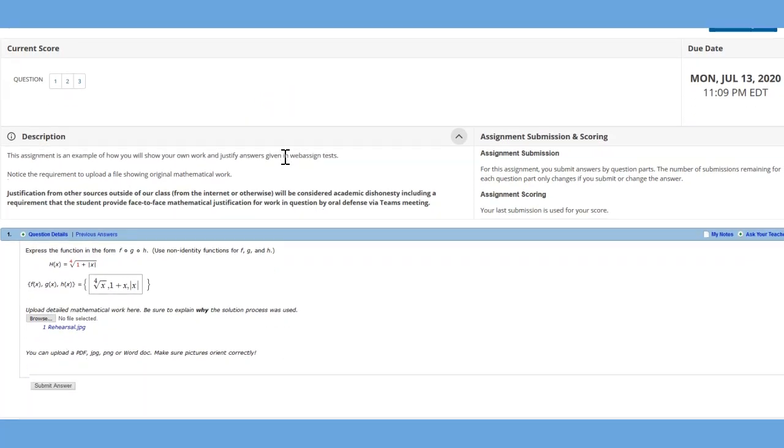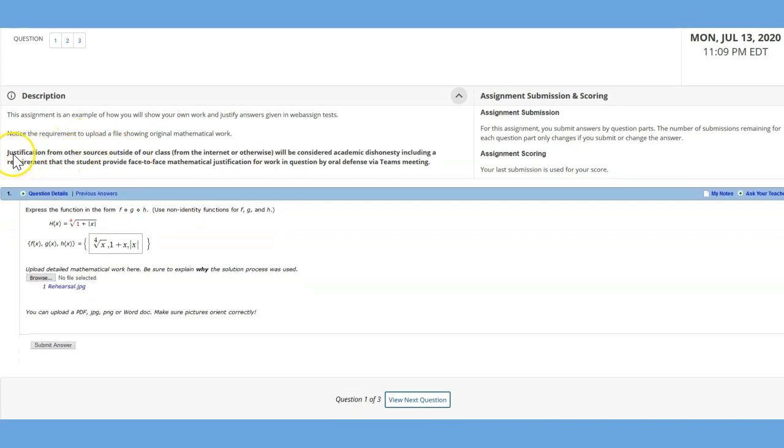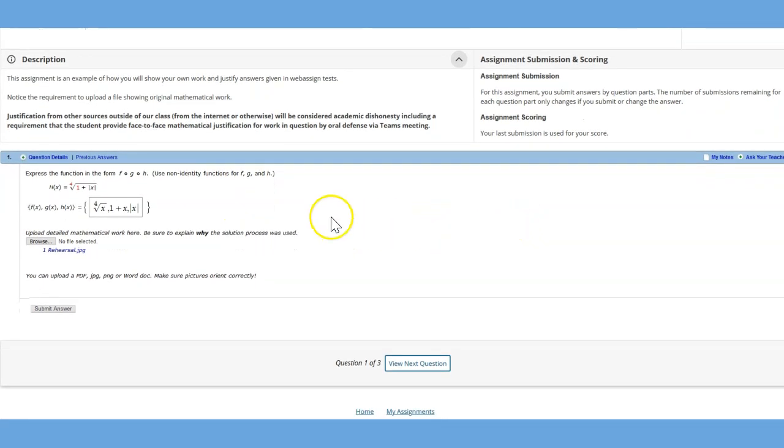Notice that in the description it tells you that you need to upload files showing your work or otherwise justify showing your work, and I'll get to that in a minute. And justification from sources outside of our class will be considered academic dishonesty, including a requirement that we meet face-to-face for mathematical justification if there's any doubt about work submitted. So let's look at the 3 questions in this exam rehearsal.